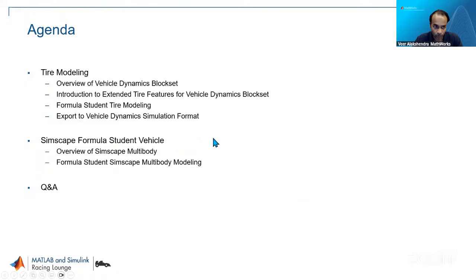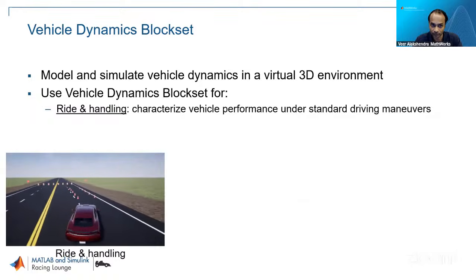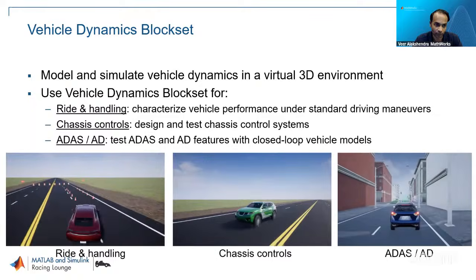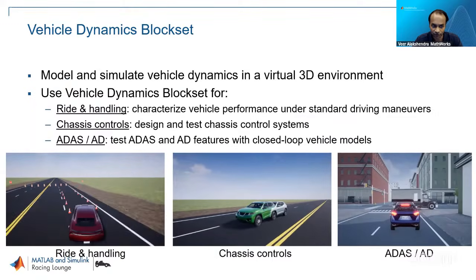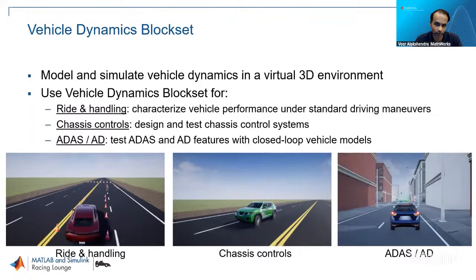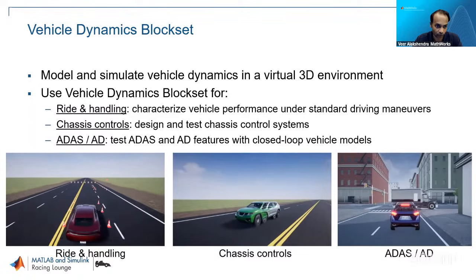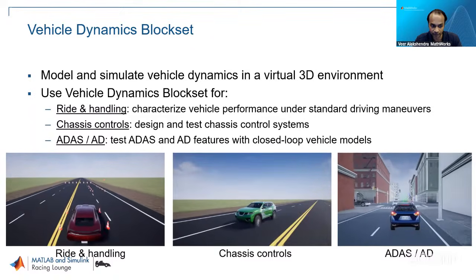Okay, so the tire modeling is basically an add-on to the Vehicle Dynamics Blockset. Just to give an overview, what the Vehicle Dynamics Blockset does is that you can model and simulate vehicle dynamics in a 3D virtual environment. We have multiple blocks which you can directly use, or you can use certain reference applications or examples that are already there. So you can leverage any of these. We have enough blocks and enough examples, along with the visualization in Unreal Engine.